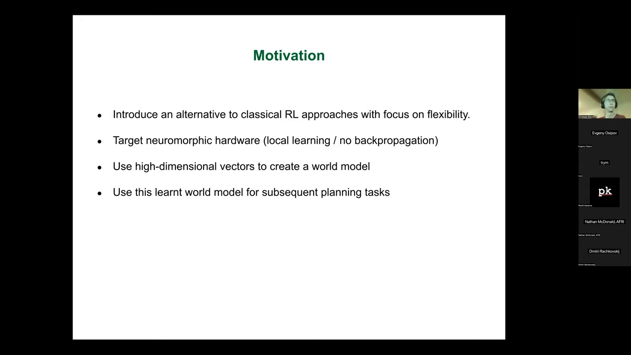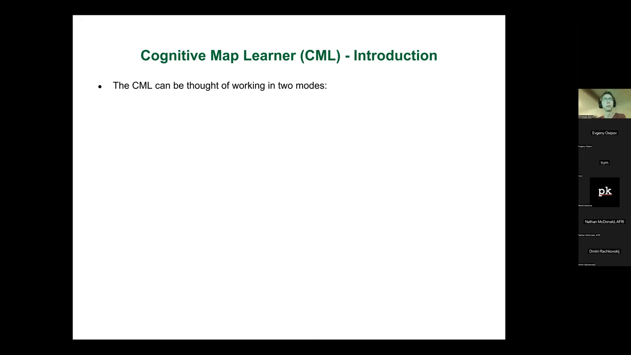So let's dive right into it. The cognitive map learner, or CML, really can be thought of as working in two different modes. There is a learning mode where the CML learns a so-called cognitive map, which comes from neuroscience, where we know that a lot of animals form a cognitive map of the environment, where they have place cells to figure out where things are located. And more recently, people also believe that this is not just bound to spatial navigation, but there might also be cognitive maps of concept spaces. And for our purposes, this cognitive map is really just a very high-dimensional state space. And I basically use these terms interchangeably.